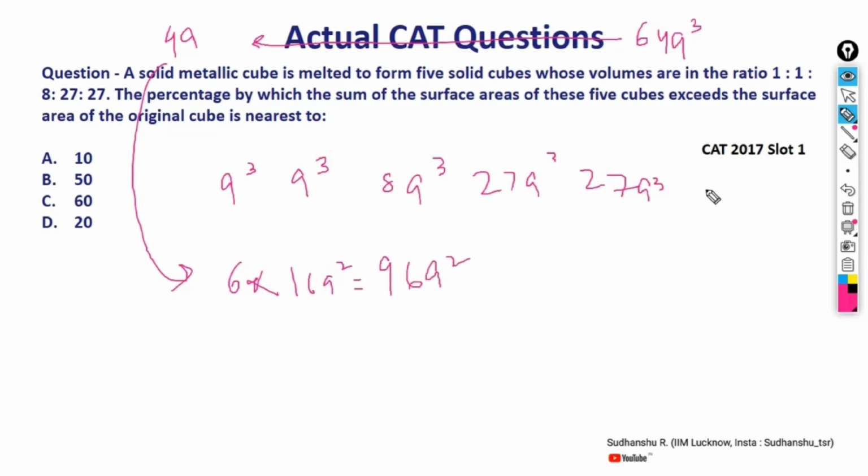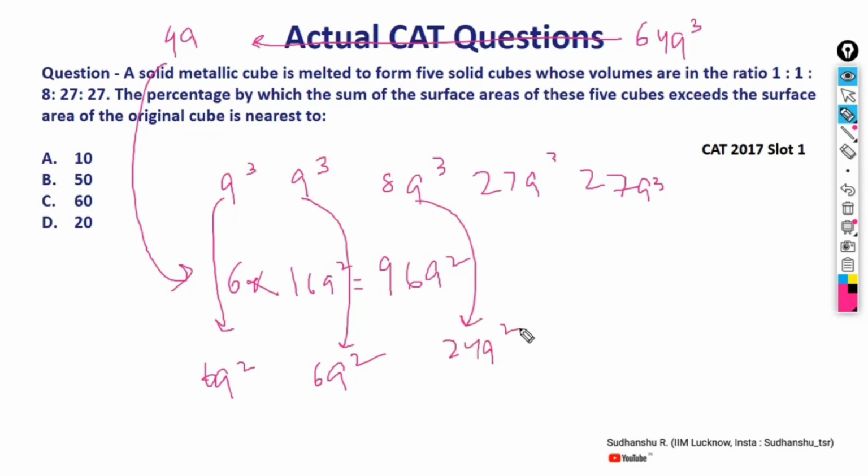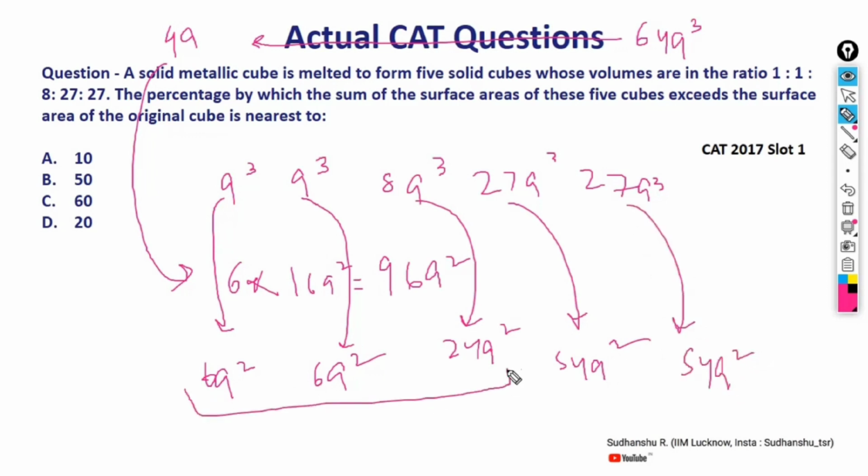Now let's calculate the surface area of these individual cubes. Here the side will become a, therefore 6a square. Here also the side will become a, so 6a square. Here the side will become 2a, so 6 into 4, so 24a square. Here the side will become 3a, so 6 into 9, so 54a square. And here also 54a square. So this becomes 24 plus 12 is 36, plus 108, so 144a square.